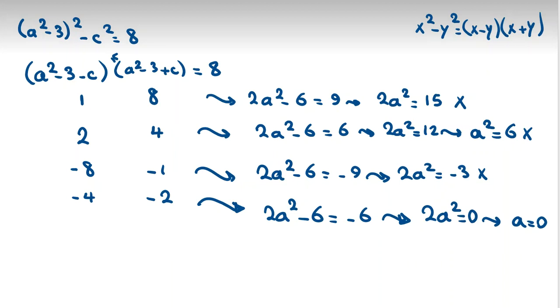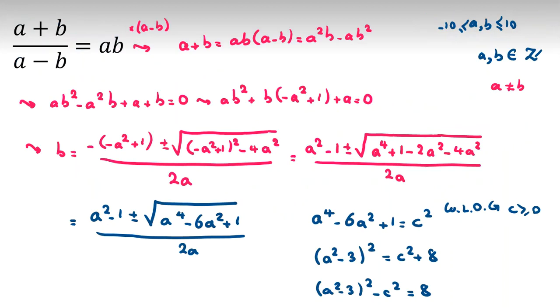And if a equals 0, let's check. If a is 0, the right hand side is 0, and on the left we get b over negative b, which is negative 1, equal to 0, and that's a contradiction. So this problem doesn't have any answer.